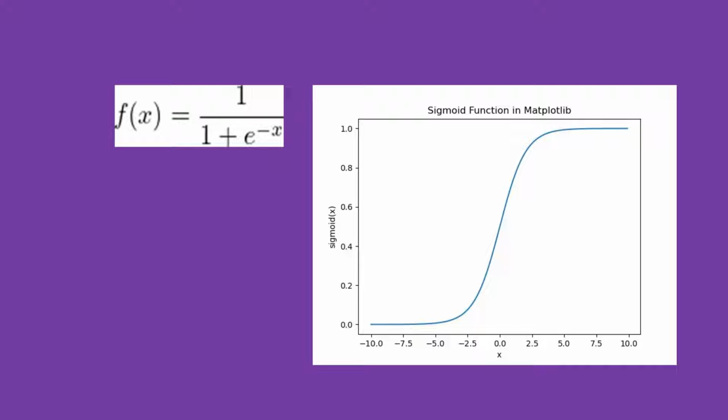As we can see in the plot, irrespective of the value of x, that is here x ranging between minus 10 to plus 10, sigmoid of x is between 0 and 1, forming an S curve. Now let us see the implementation of this logistic sigmoid function in Python.